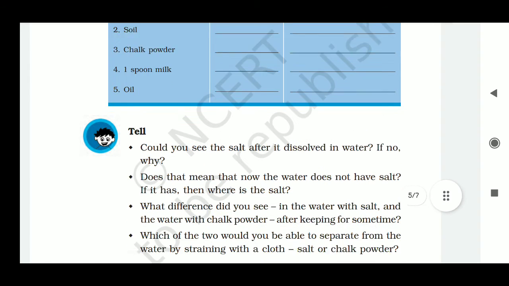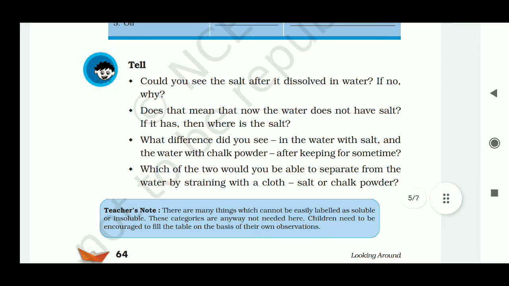Now some questions. Could you see the salt after it dissolved in water? If no, why? When we add salt in water, if the amount of salt is less, obviously it will get dissolved completely. Since salt is completely soluble in water, it will not be visible to us. The physical appearance of salt will not be there.